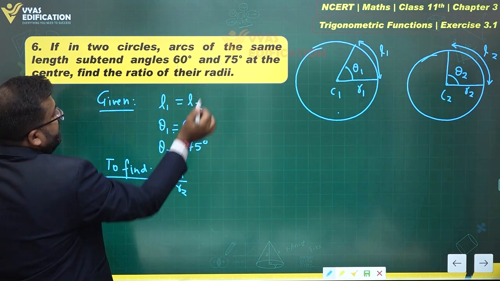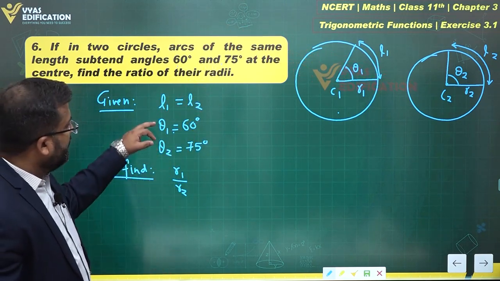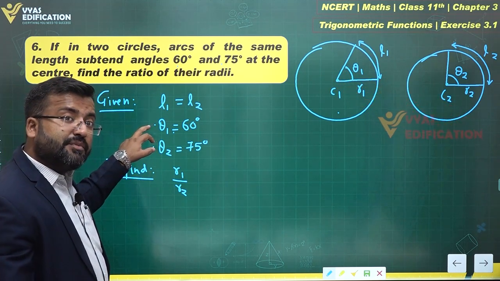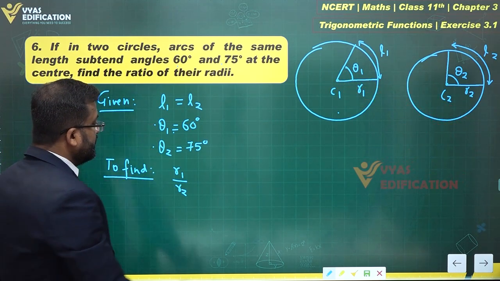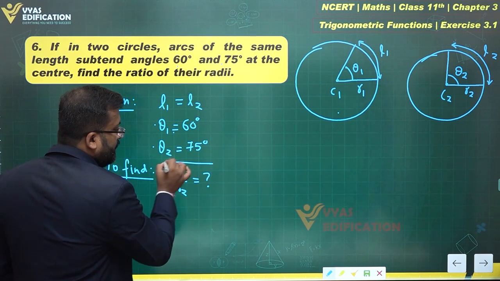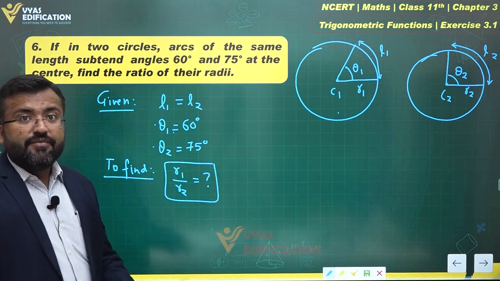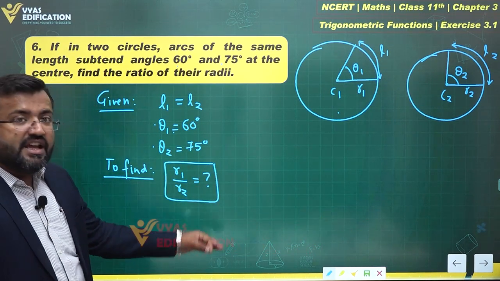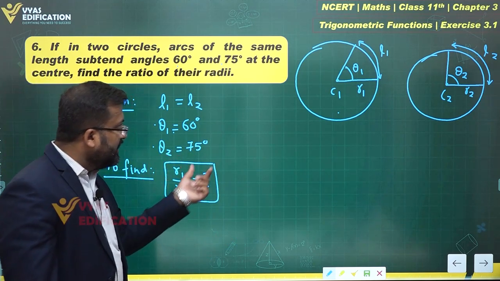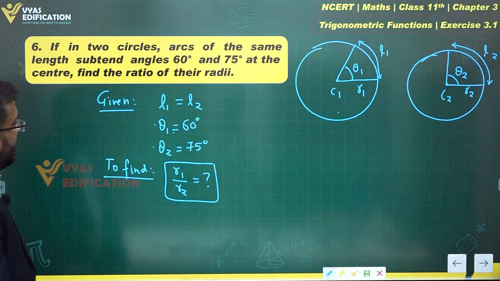Since it's 60 degree and 75 degree, we have considered in that order. So we'll find the radii corresponding to this versus the radii corresponding to this. This ratio is being asked. R1 upon R2 is being asked, right? Once we write this clearly, properly, we are sure that we will find R1 upon R2 for this diagram over here. And let's try to do that.